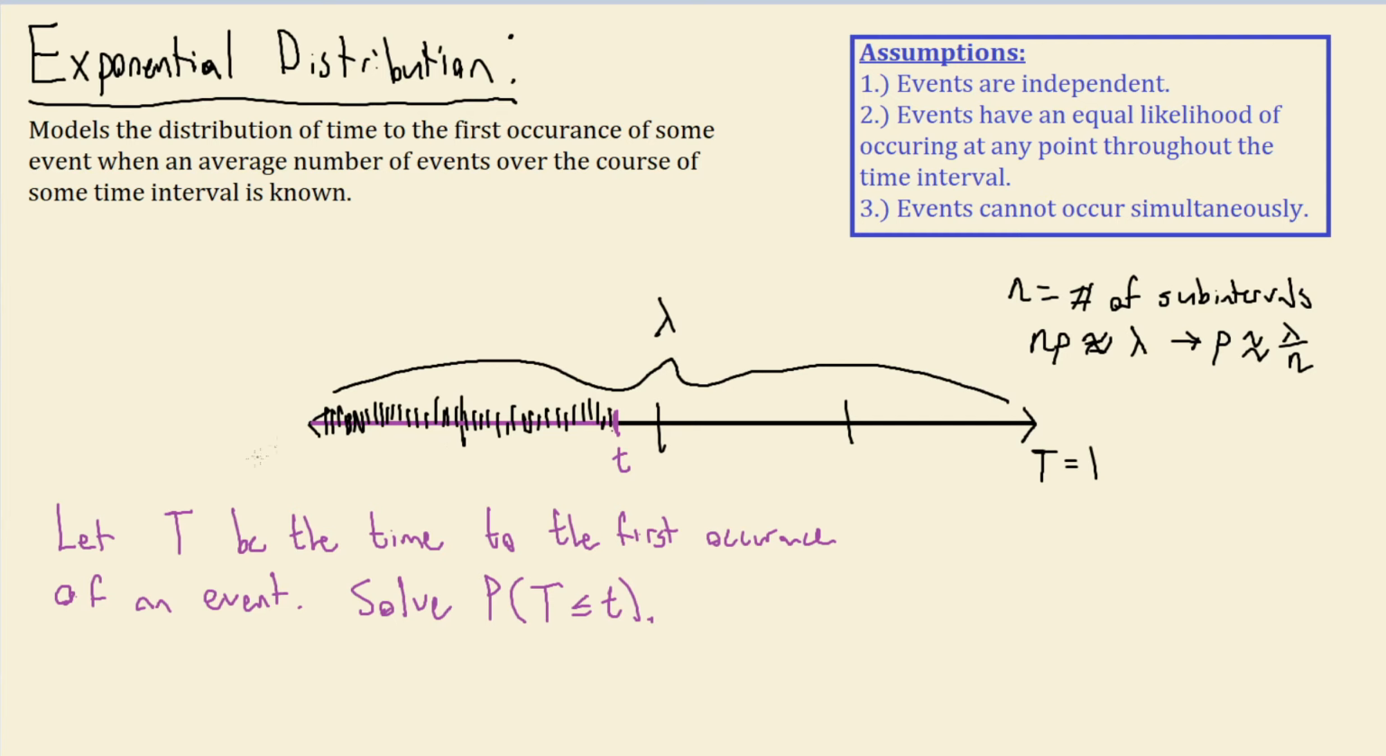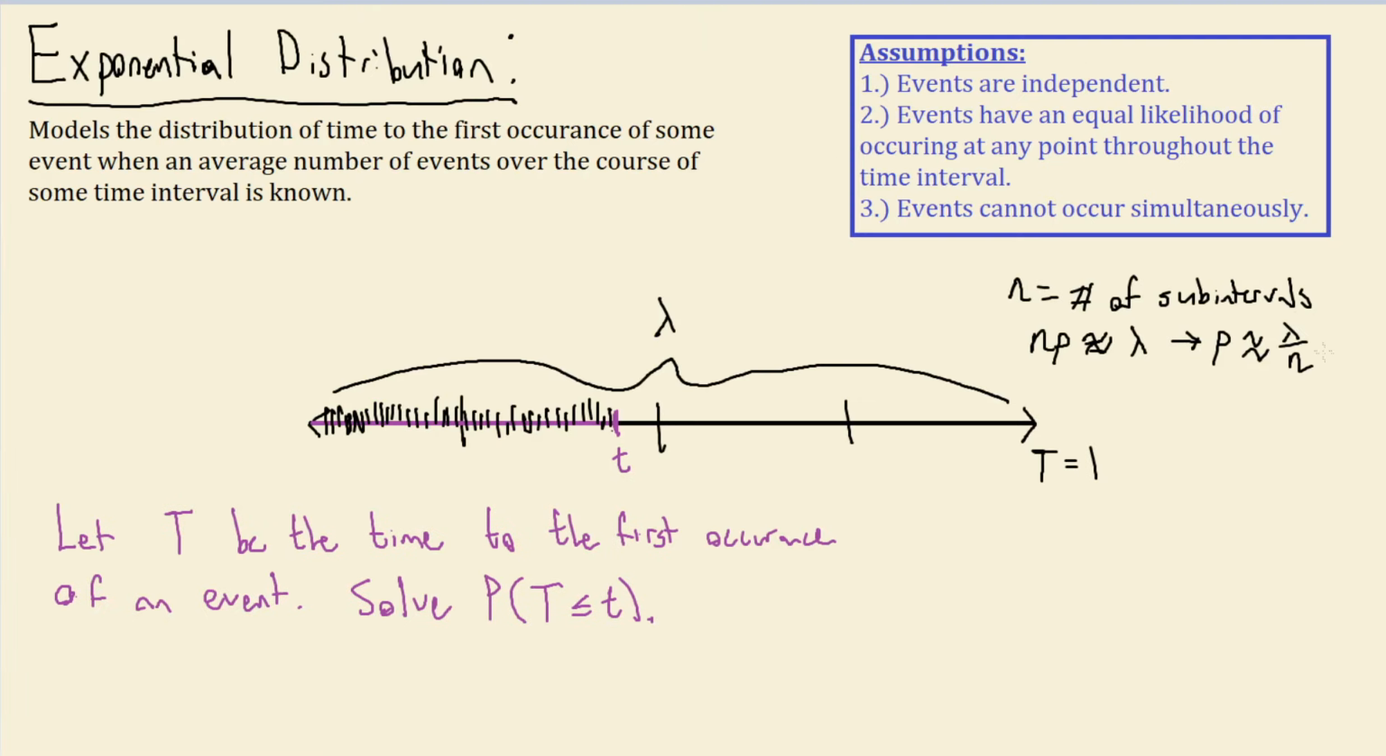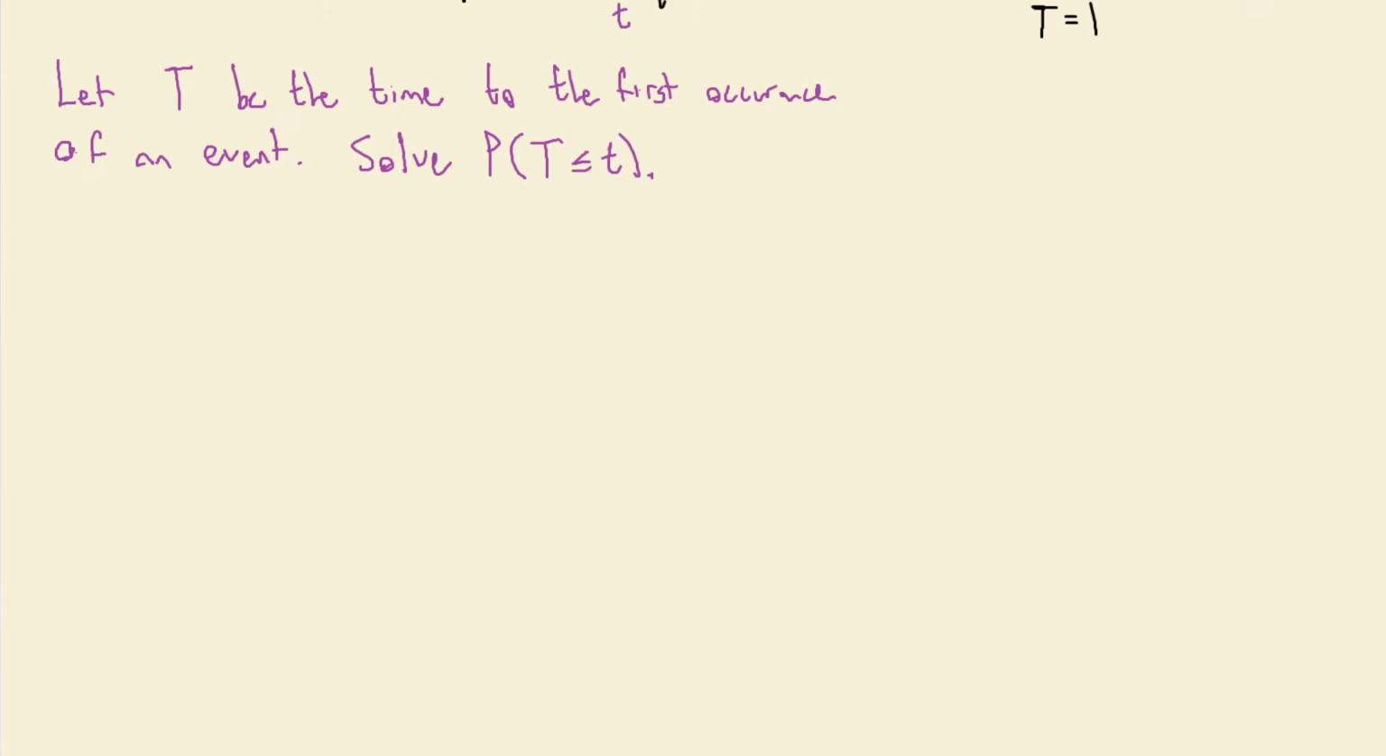And so what's the probability that the event occurs in this first subinterval here? Well, we just determined an approximation here, that the probability of the event occurring in any one of these subintervals is going to be approximately lambda over n, but this is going to cease to be an estimation as we take the limit as n goes to infinity. And so the probability of an event occurring in the first subinterval, that's just lambda over n. Okay, so that's our first possibility.